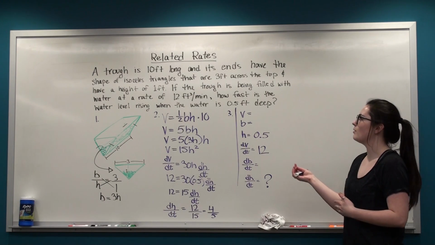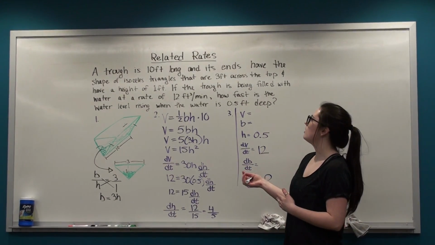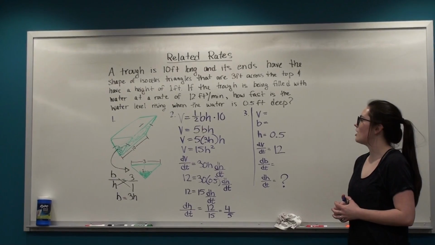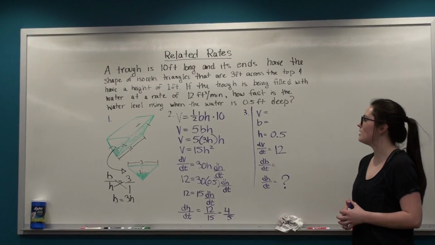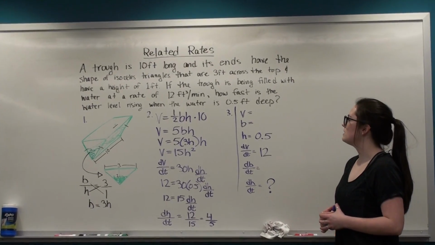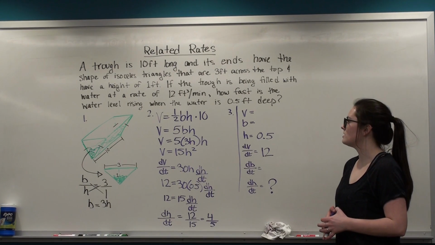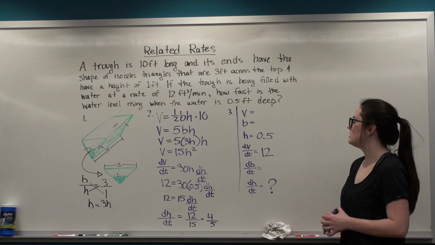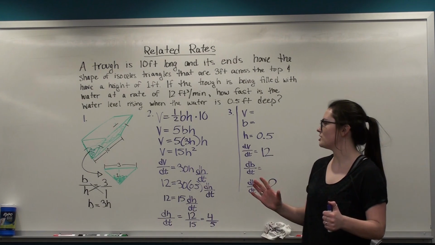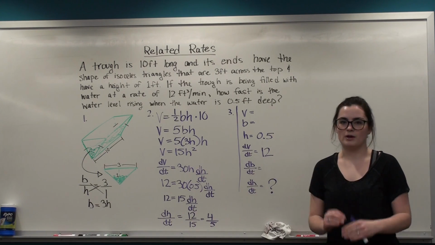So for this example, we have a trough that is 10 feet long, and its ends have the shape of isosceles triangles that are 3 feet across the top and have a height of 1 foot. If the trough is being filled with water at a rate of 12 feet cubed per minute, how fast is the water level rising when the water is 0.5 feet deep? So that's a lot of information altogether, but it's a lot easier when you break it down into steps.